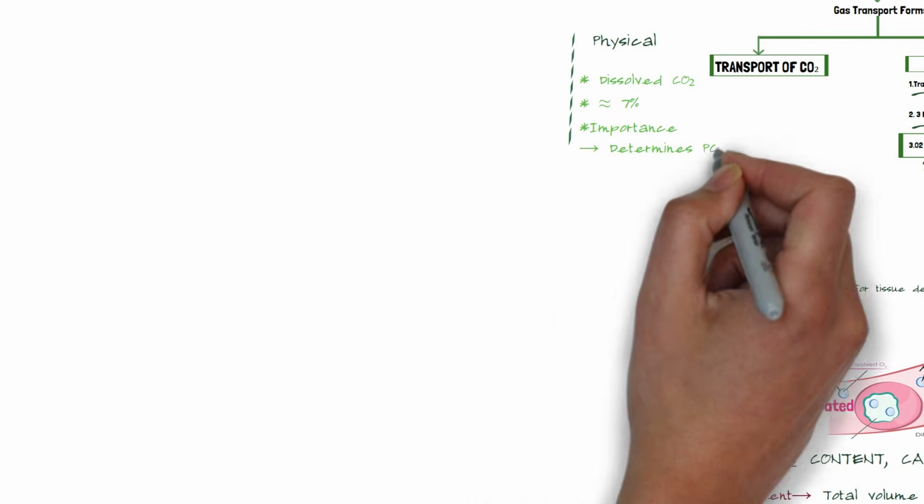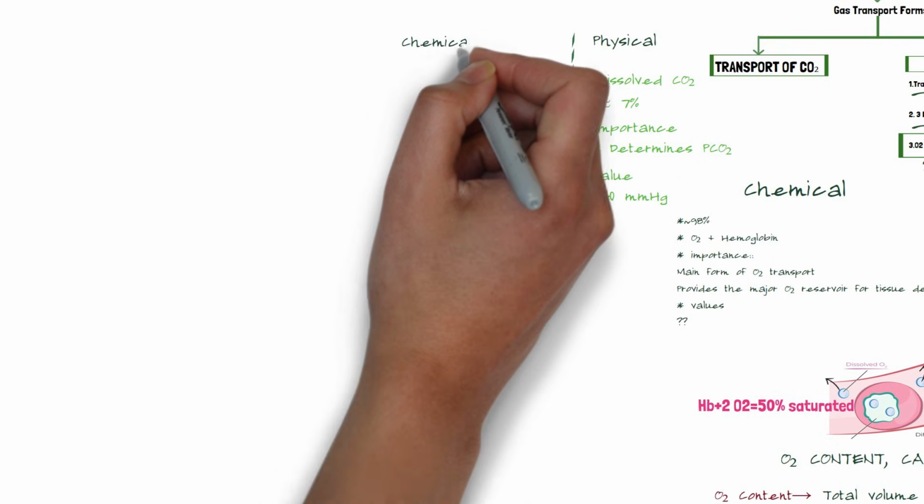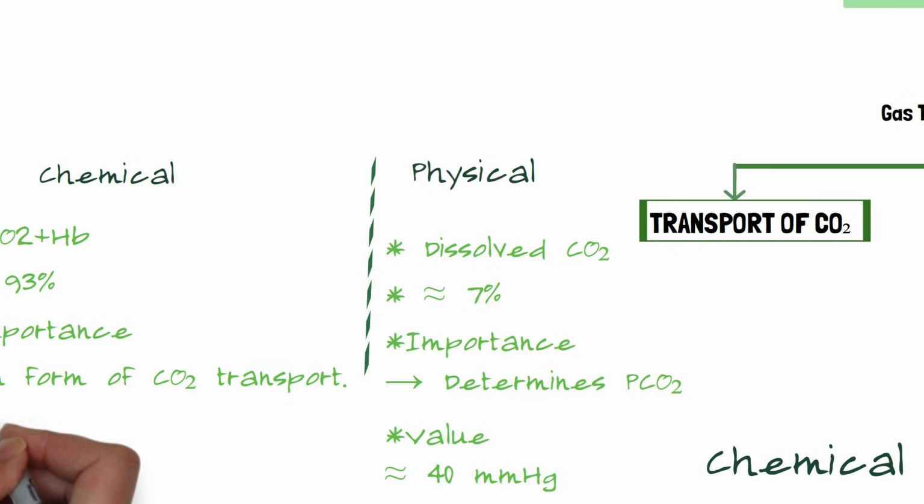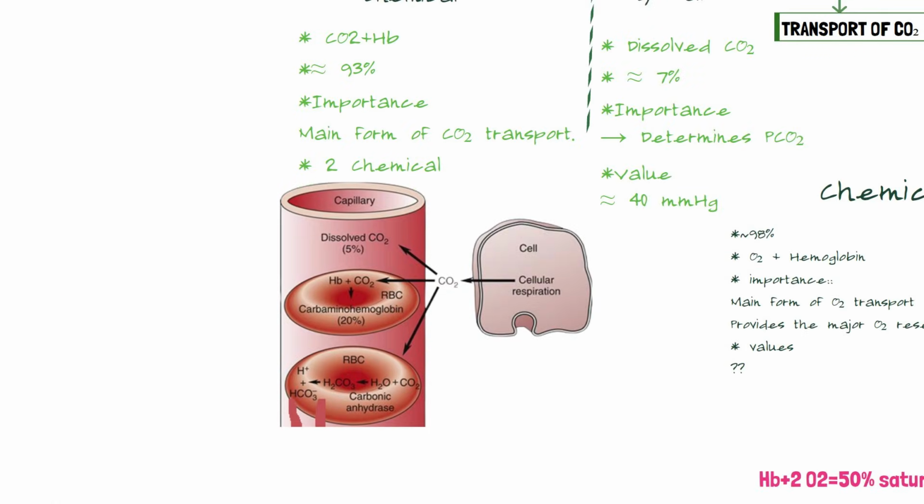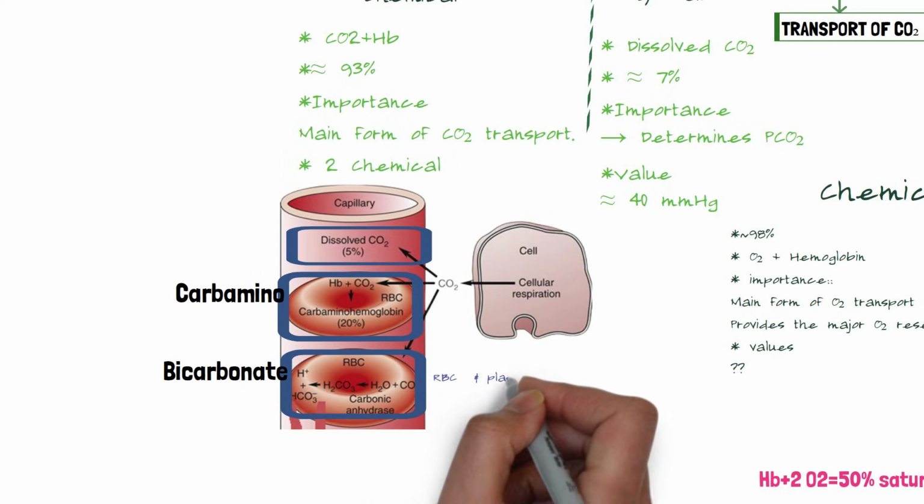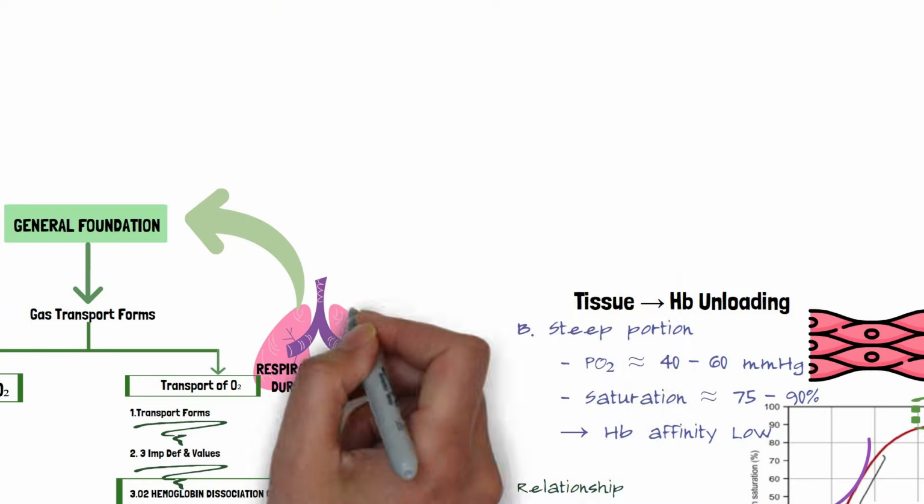Then we move to carbon dioxide transport. Also we have physical and chemical. The physical, dissolved, this amount determines the carbon dioxide tension, while the chemical is the major part. It's the major form for carbon dioxide transport, present in two forms, the bicarbonate and the carbamino.